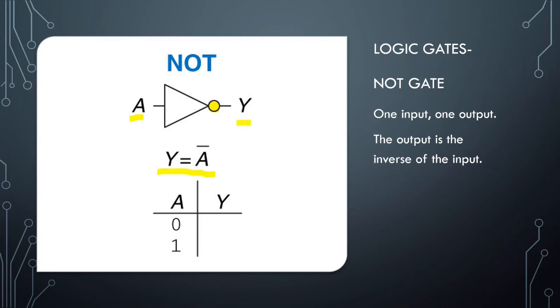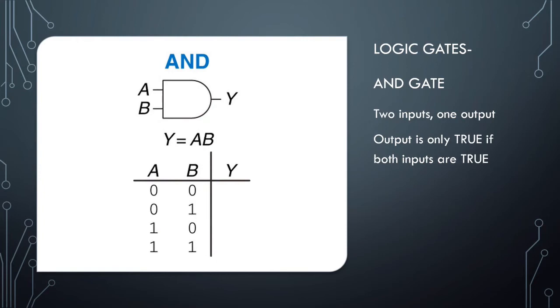So our output is going to equal the inverse of our input, and this little straight line above the A just means inverse. So if we are inputting a 0, we're going to get out the inverse of that, flip it, it's going to be a 1. If we're putting a 1 into the gate, our output is going to be the inverse of that, so it's going to be a 0.